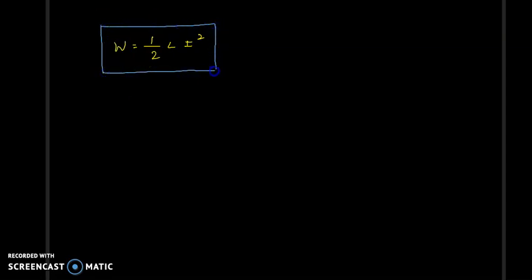Hence, the final expression of the total energy supplied by the source to the inductor when the current changes from 0 to I is half L I squared. This is very important. This is the energy stored in the electromagnetic field of an inductor. Let's take this expression as number 1, and then what is the energy density?